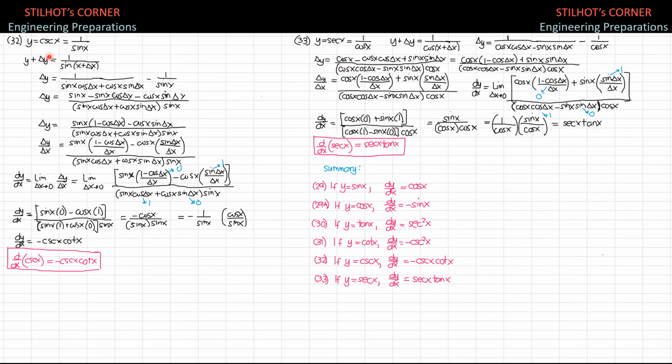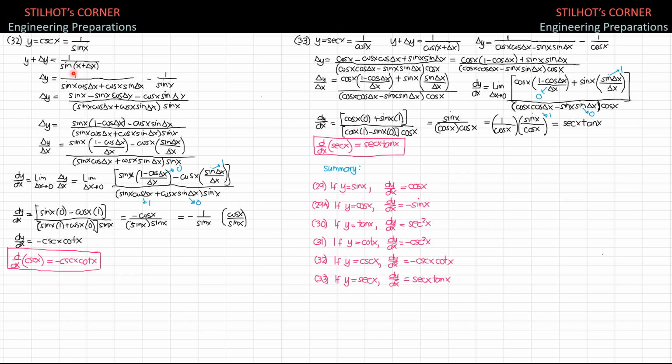32, y is cosecant x. We write that as 1 over sine x, the reciprocal. Cosecant x is also 1 over sine x. So y plus delta y is 1 over sine of quantity x plus delta x.